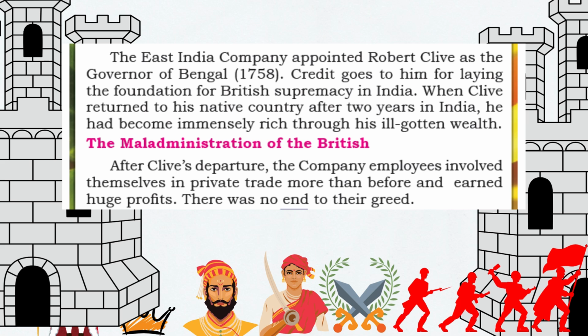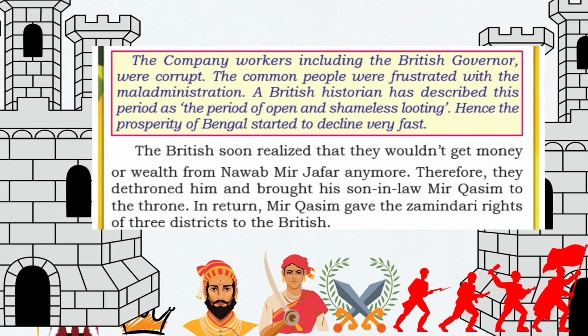wealth. After Clive's departure, due to British maladministration, the company employees involved themselves in private trade more than before and earned huge profits. There was no end to their greed. The company workers, including the British governor, were corrupt. The common people were frustrated with the maladministration. A British historian has described this period as the period of open and shameless looting. Hence, the prosperity of Bengal started to decline very fast.